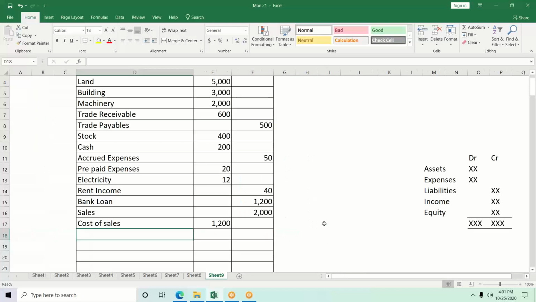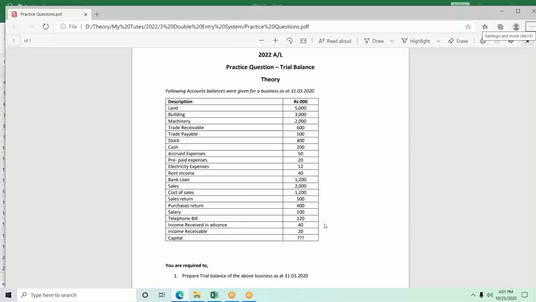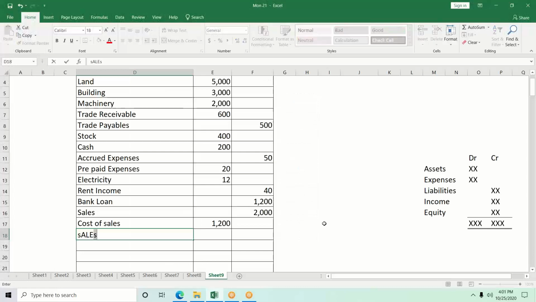What next? Cost of sales. And after the cost of sales, you get the sales return. So the sales return is what account? Keep in mind, Puta, sales is an income account. Sales return is also an income account.